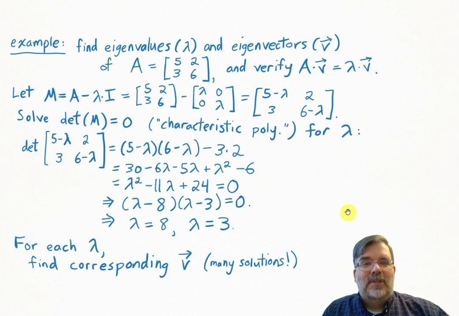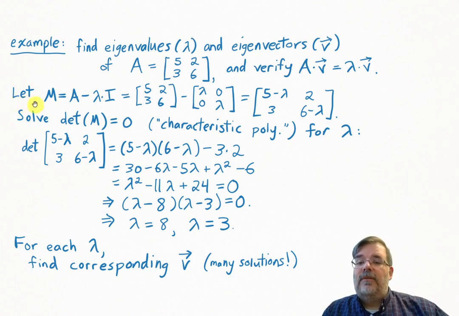Now, it's time to do some examples. Let's say we want to find the eigenvalues and eigenvectors of this matrix. A is the matrix 5, 2, 3, 6. And of course, we always like to check our work. So once we find them, we also want to verify that A times V is equal to lambda times V. In general, when we solve a quadratic equation, we'll get one or two solutions, usually two.